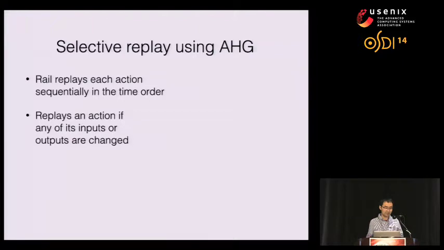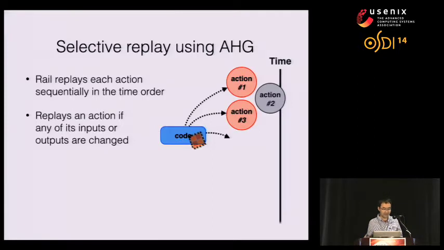Rail replays each action sequentially in time order, and it replays an action if any of its inputs or outputs are changed. Now, for example, suppose the administrator patches the application code, and during replay, Rail will detect that the code object has been changed. So it goes on, it replays all the actions that depend on the code in the same order as in the original execution. Here we can see action number 2 is skipped because it's unrelated to the code object.